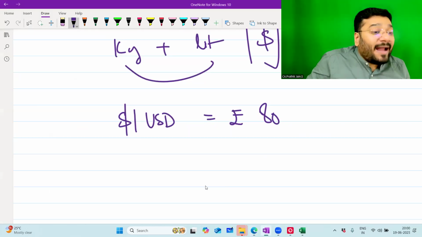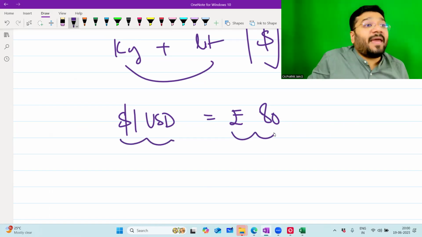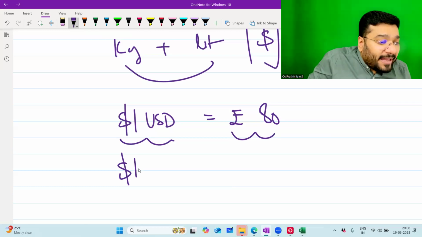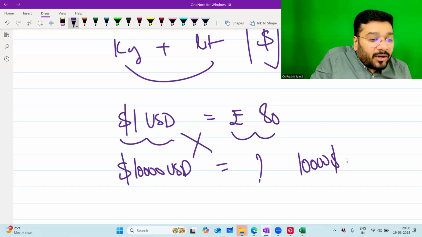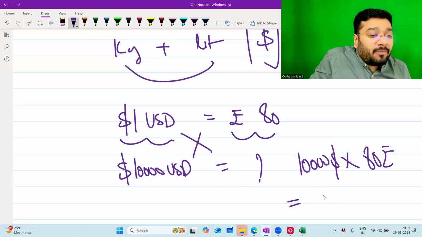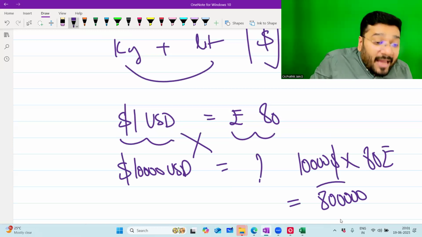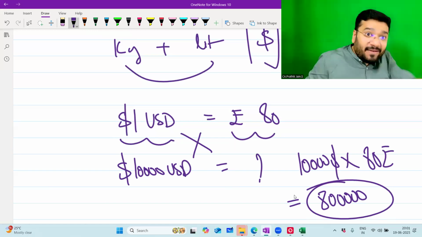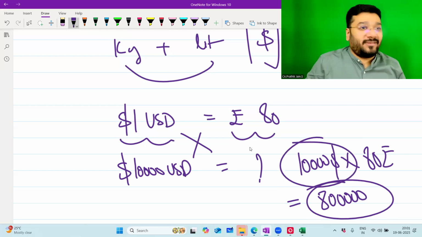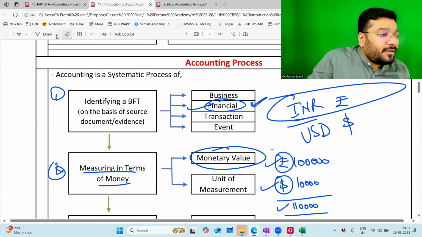So please tell me, to buy $10,000, how much should I spend? Very simple. To buy $1, you need to pay 80 rupees in INR. Therefore, if you want to buy 10,000 US dollars, how much are you supposed to pay? 10,000 into 80. How much? 8 lakh. 10,000 into 80 is how much? 8 lakh. So 8 lakh in rupees if I give the foreign currency agent, he will give me $10,000. In the same manner, in books of accounts, I need to convert this into INR.